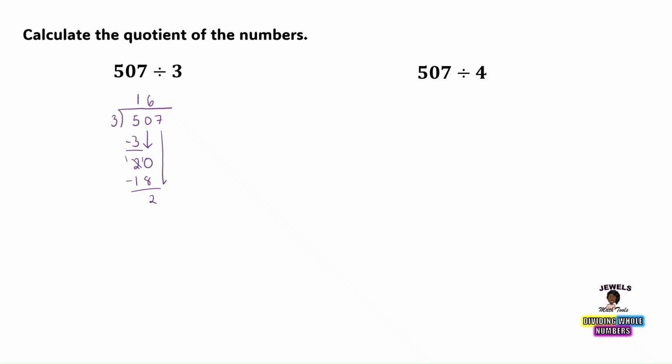We're going to bring down our 7. Changing 2 into 27, 3 divides into 27 9 times. 9 times 3 is 27, and 27 minus 27 is the difference of 0. So our quotient when 507 is divided by 3 is equal to 169. We're now going to be dividing our 4 into our 507.